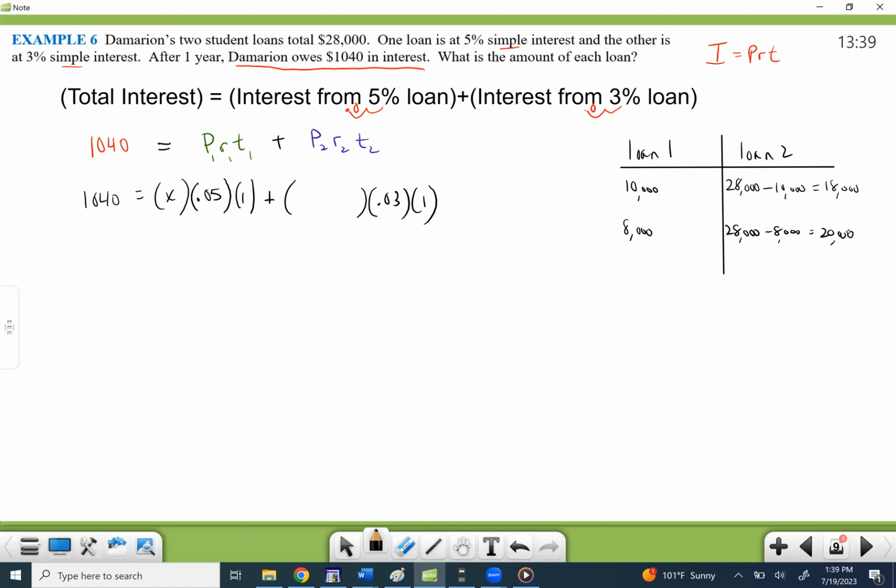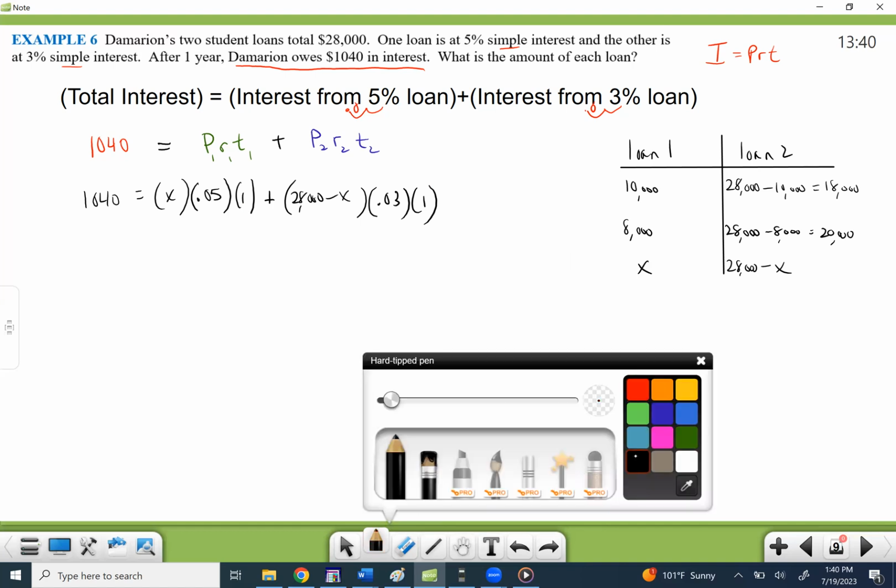I'm going to go abstract with it now. If he borrowed X from loan 1, which he did, right? Then to find the other one, we would just do 28,000 take away X. So that's what's going to go in here. 28,000 take away X. That way we keep it one variable. That's our sneaky way of making sure that we only have an X. Multiplying by 1 isn't going to do anything, so we can pretty much ignore these.